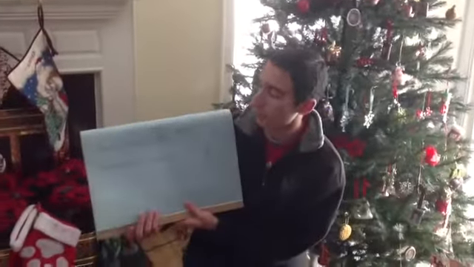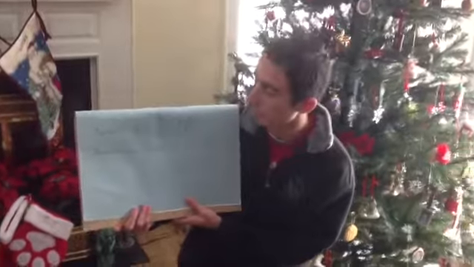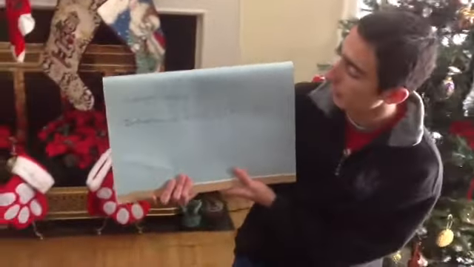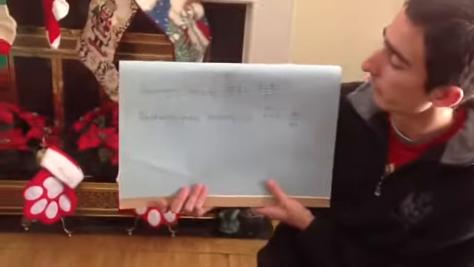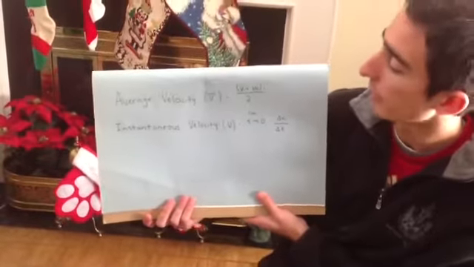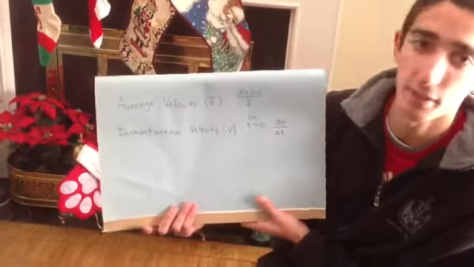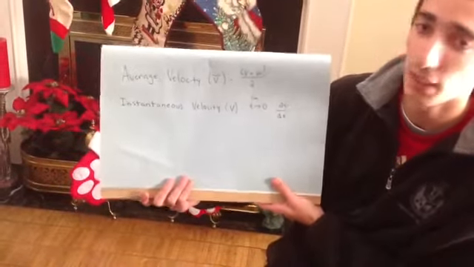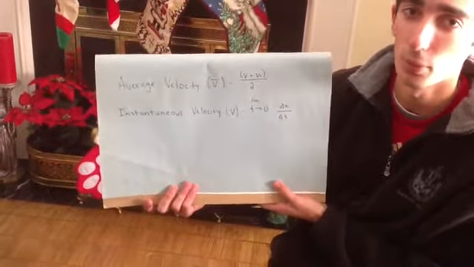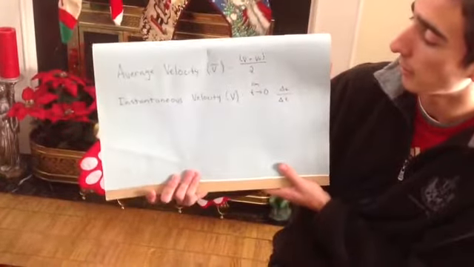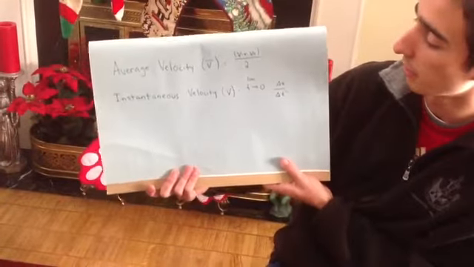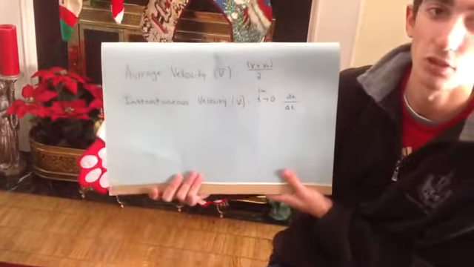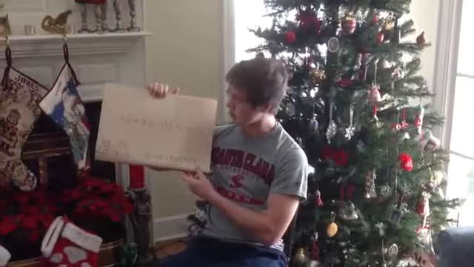Alright, so average velocity is represented with the symbol of a v with a line over it. And you find it by doing v, which is the final velocity, plus the initial velocity v naught, over 2. Instantaneous velocity, represented with just v, is the velocity at a certain point in time. And you do that by taking the limit as t goes to 0 of the change in x over the change in t.